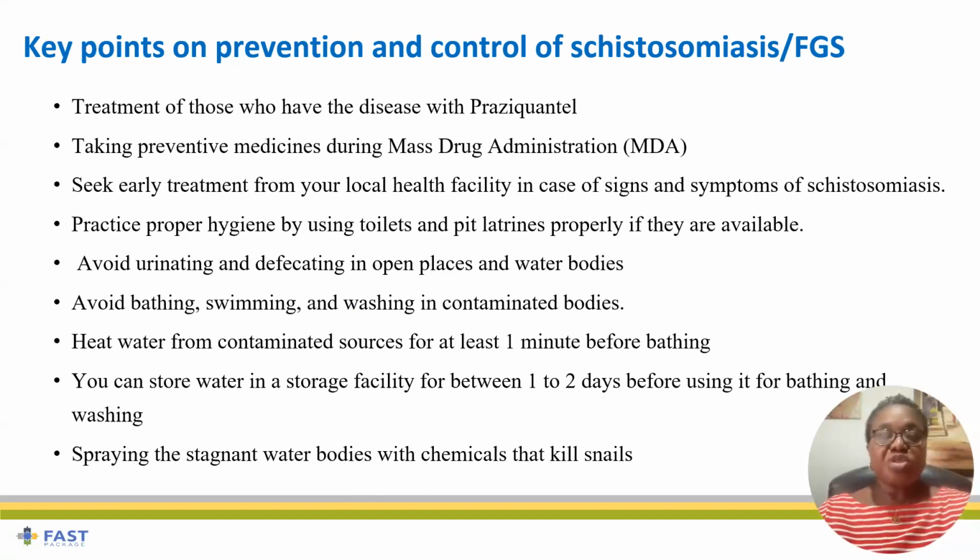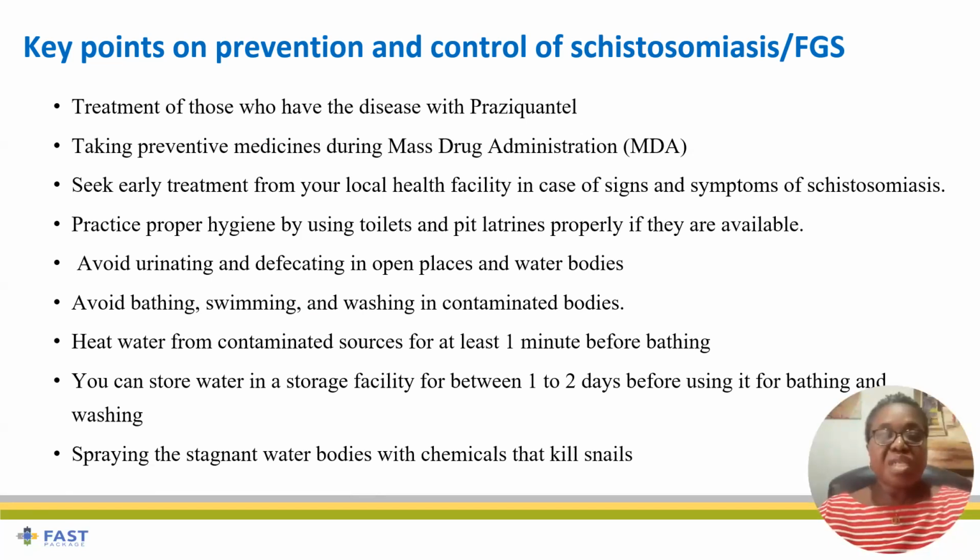People should avoid urinating and defecating in open places and water bodies, and avoid bathing and swimming and washing in contaminated bodies. Sometimes it's not easy to know which bodies are contaminated, but just avoid going near those places. It can also be difficult, especially where there's no pipe-borne water in the communities. But I think the communities can find a way of making the water safe for people to use.